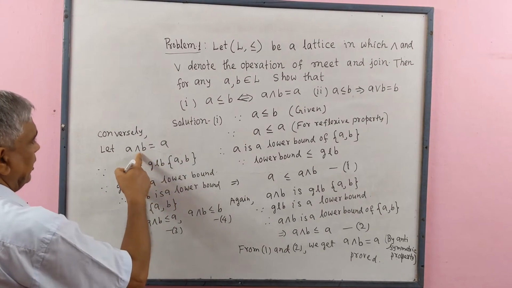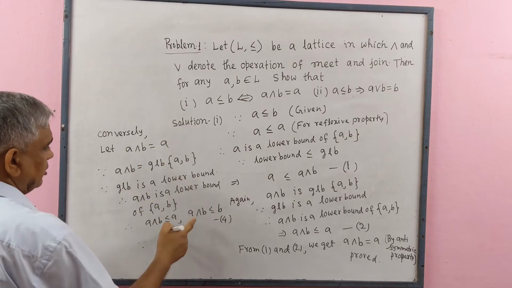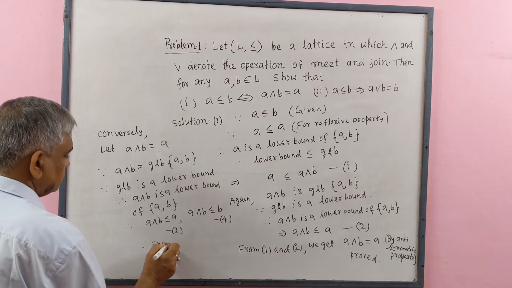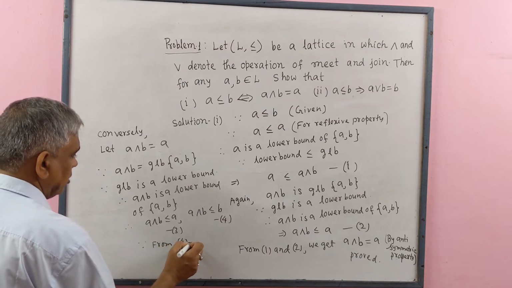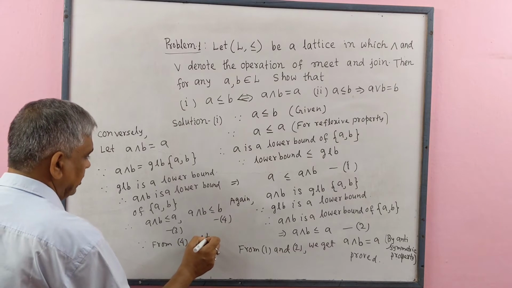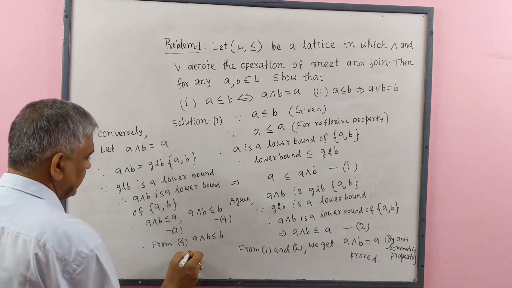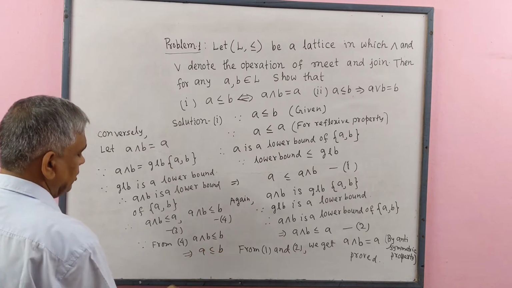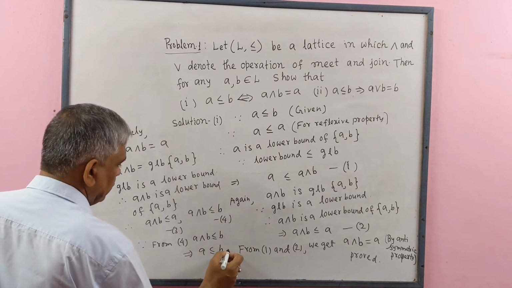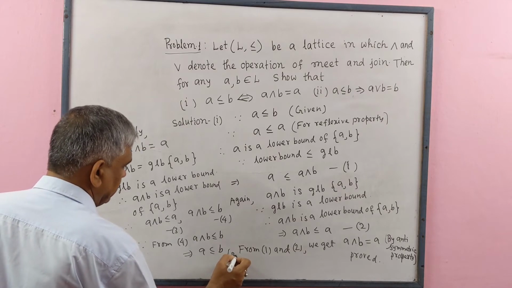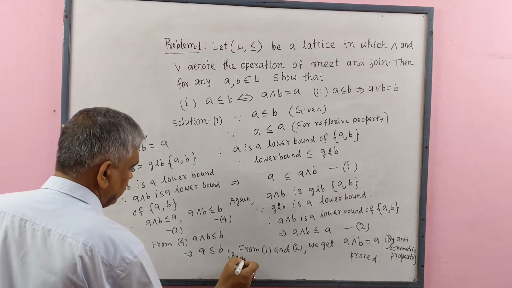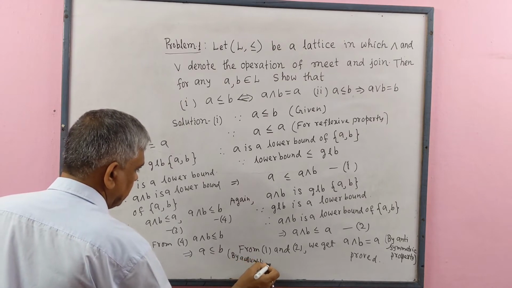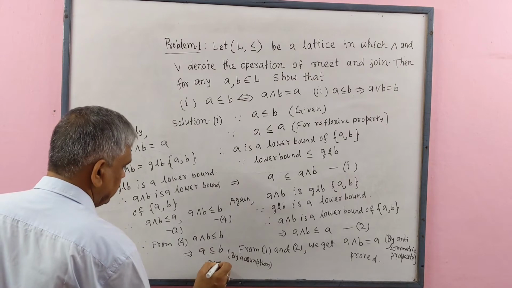Since A meet B equal to A, therefore from 4, A meet B less than equal to B implies that A meet B equal to A, therefore A less than equal to B, by assumption. And proved.